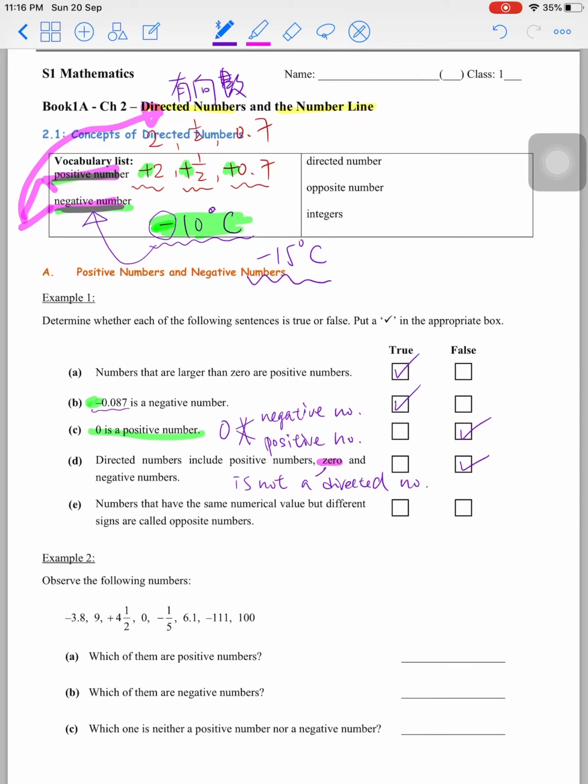Then I will introduce one more word here, opposite numbers. What is an opposite number? Part E is talking about numbers that have the same numerical value but different signs are called opposite numbers. So it is true. For example, positive 2 and negative 2 are opposite numbers. We say that they have the same numerical value, 同一個數字, but different signs. One is positive, one is negative.